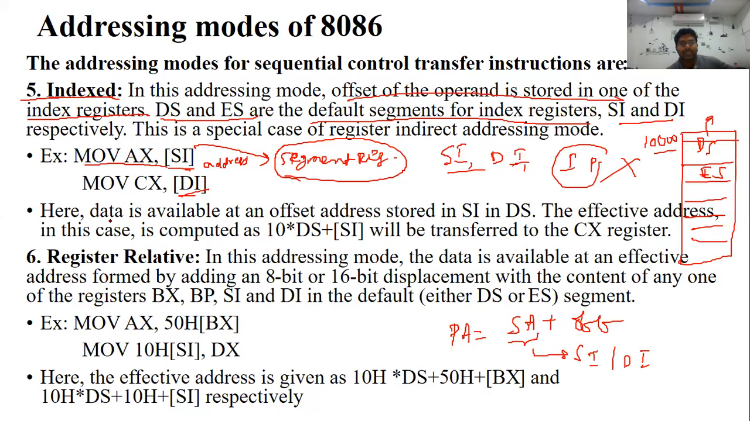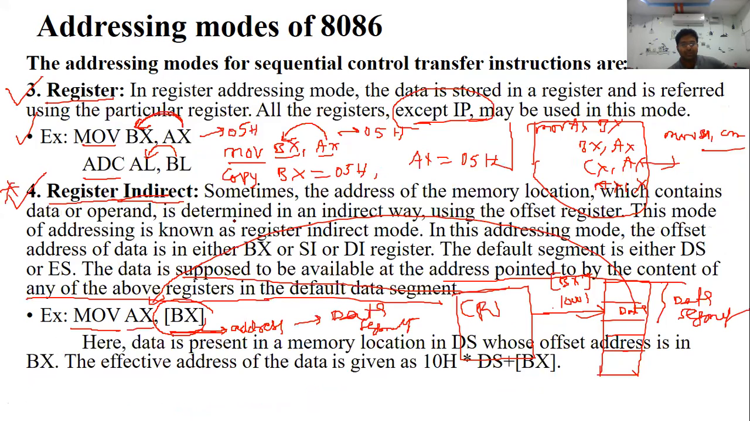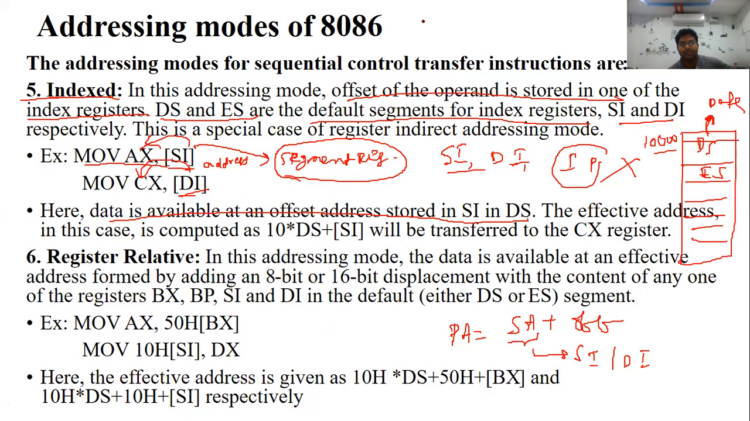See this, the data is available at the offset address stored in the SI. So in this offset address, in this data location, we have the data. The data is copied to the CX register, or in this case the AX register. Similarly, same here. The only difference is here. See this, here I wrote the instructions.